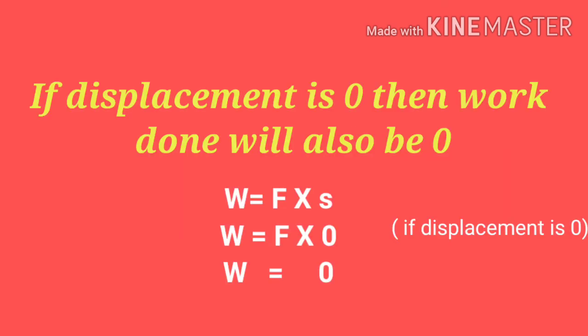So by this formula, work is equal to force multiplied by displacement. If displacement is 0, then W is equal to F into 0. So work is equal to 0, means work done will be 0. And if either the force applied or the displacement changes, the amount of work done also changes, because work is directly proportional to force and displacement.